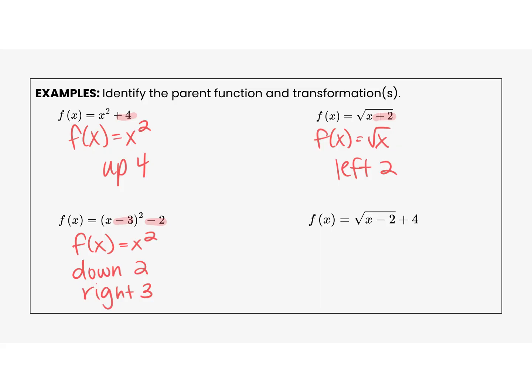Okay, and then again, I see a square root function. So that's my parent function. I see two shifts. So on the outside, I see a +4, which tells me I'm going to go up 4. And on the inside, I see a -2, which tells me I'm going to go right 2. And again, the shifts don't change based on what the parent function is. It's the graph that's going to look different. But when we talk about what's happening with the graph, it's consistent regardless of what parent function we're using.